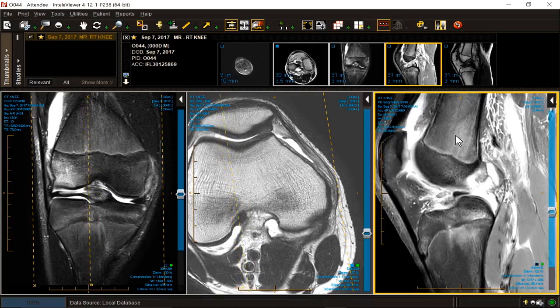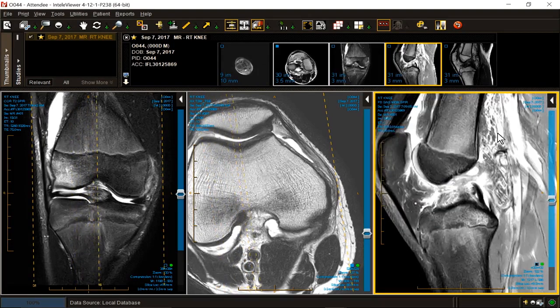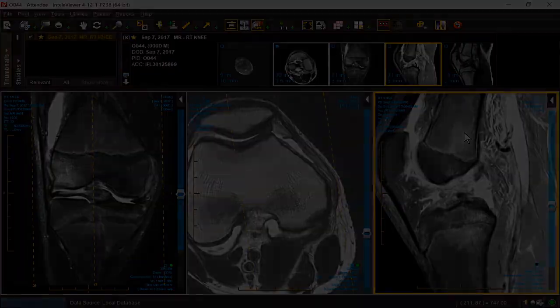Any other questions on this one? I probably would throw into the conclusion that the capsule is ruptured posteriorly, and that is why you have so much swelling in the back of the knee. All right, shall we move on?